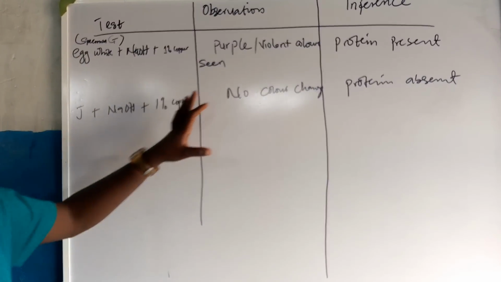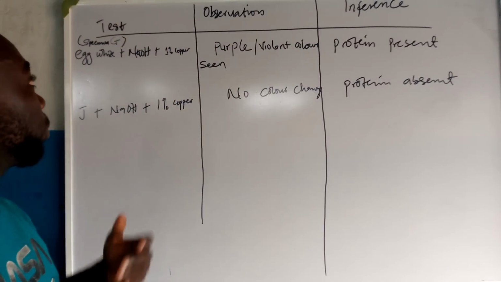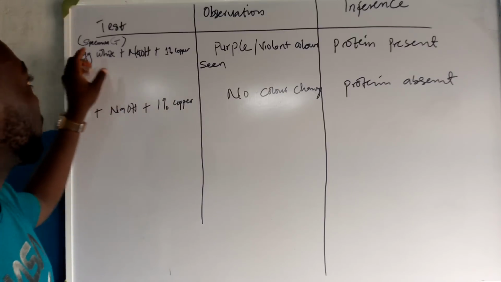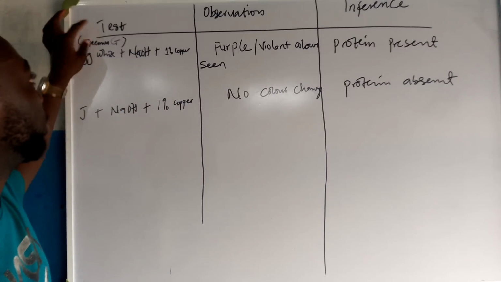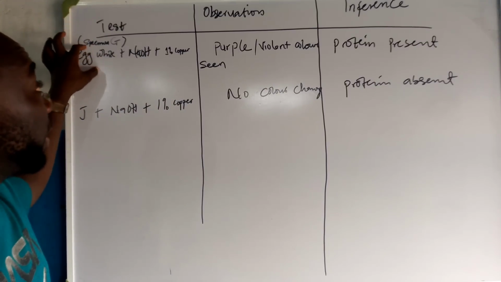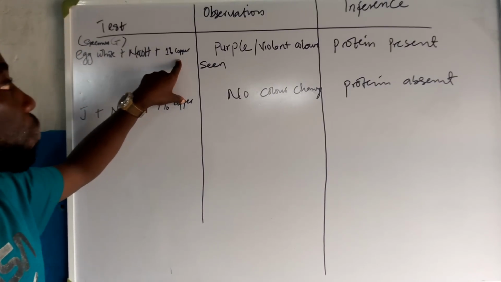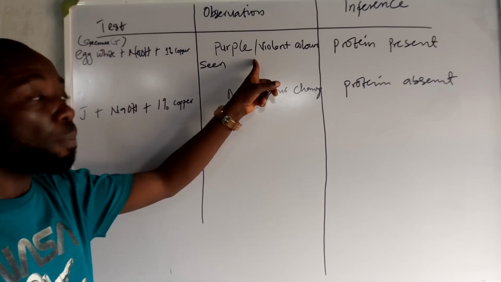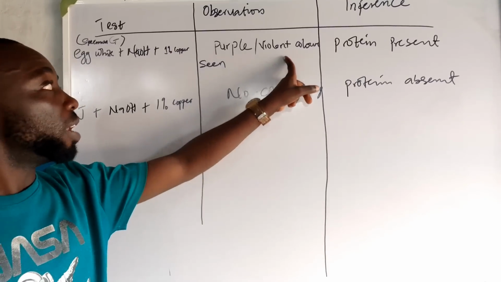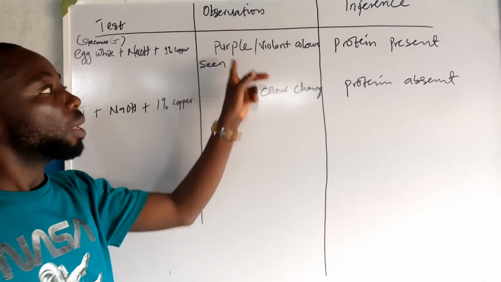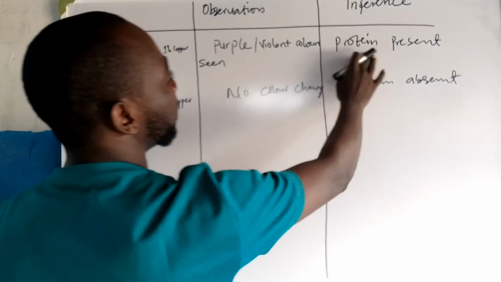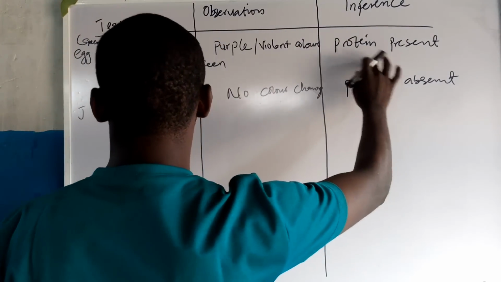So this is the outcome of the experiment conducted. So on that experiment, for the specimen G, which is egg white, we added egg whites with sodium hydroxide plus 1% copper. We noticed that a purple color or violet color was seen. Now that means that the protein is present.